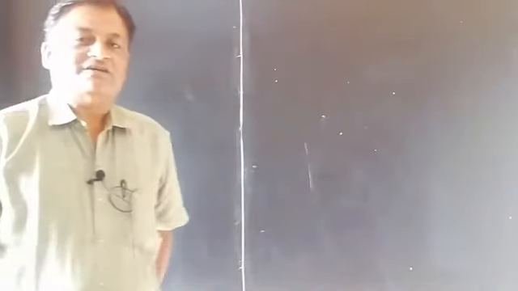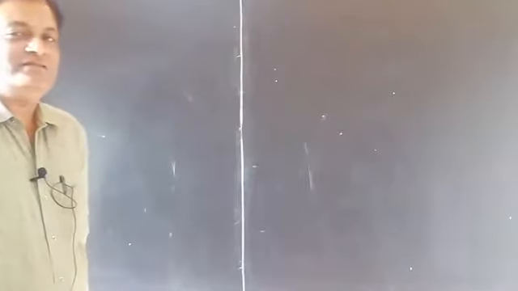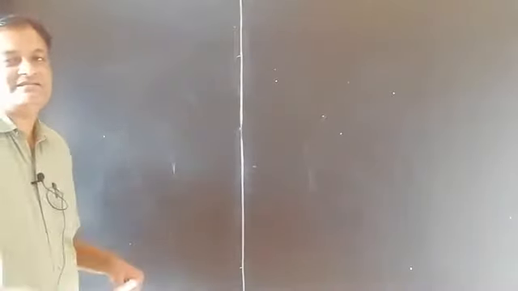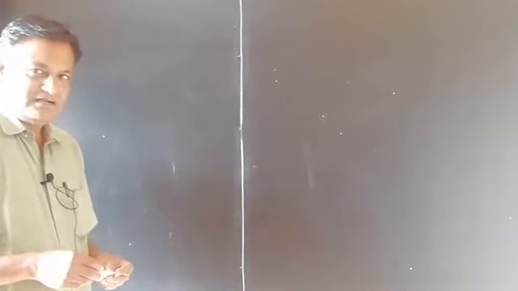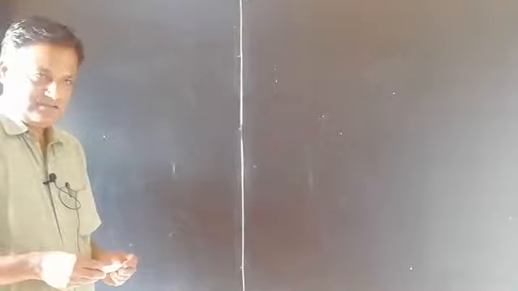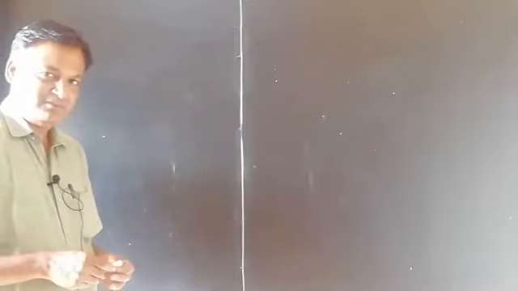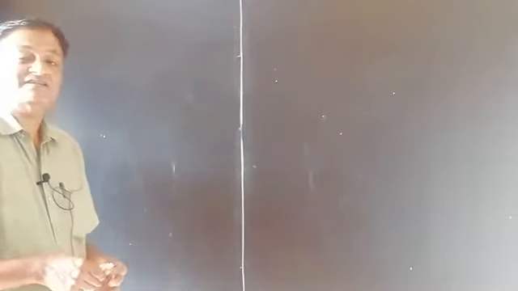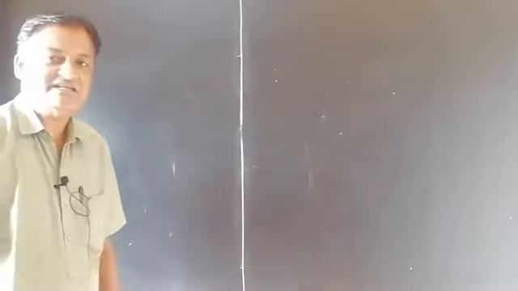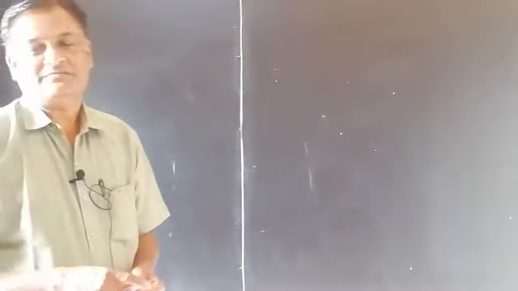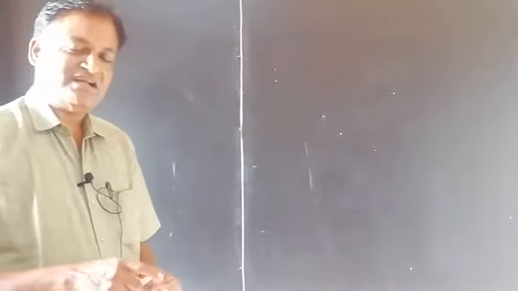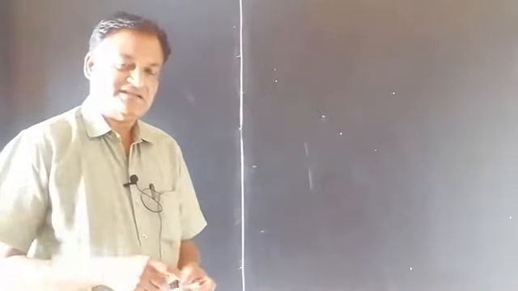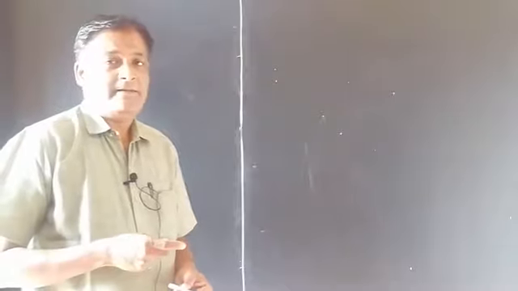Hello, good morning students. In continuation with the ray optics, today we discuss the dispersion of light, pure spectrum, impure spectrum, as well as the formation of a rainbow. In the previous class we have discussed the refraction through prism. Prism is a transparent medium bounded by two triangular surfaces and three rectangular surfaces.